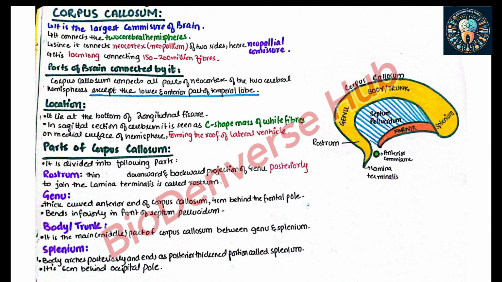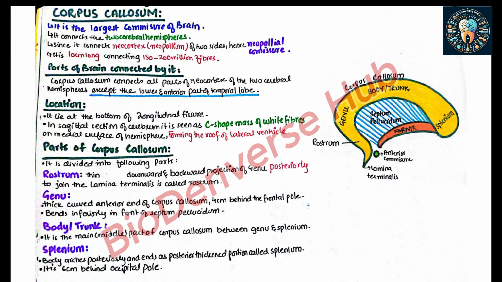The body arches posteriorly and ends as a posterior thickened portion known as the splenium, as you can see in the diagram as well, and it is 6 cm behind the occipital pole. Now, as far as the fibers of the corpus callosum are concerned, we have the rostrum that connects the two orbital surfaces of the two frontal lobes.